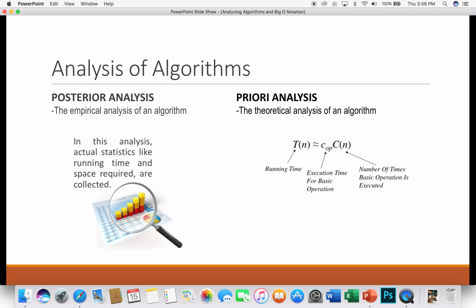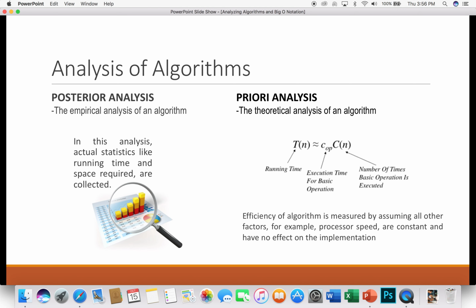If you have a formula for your running time, which is, ang ginamit mo is yung execution time ng basic operation, multiplied by the number of times na in-execute mo yung bawat operation, i-analyze mo ngayon gaano ka-efficient yung iyong algorithm. Remember lang na when it comes to priori analysis, yung efficiency is measured by assuming all other factors kagaya ng processor speed, ng operating system mo, yung memory mo, they are constant at wala silang effect doon sa implementation. Considering that we are talking about theoretical.